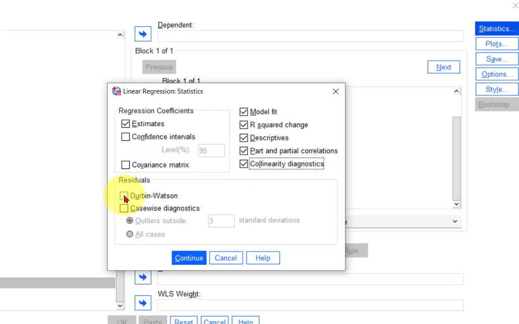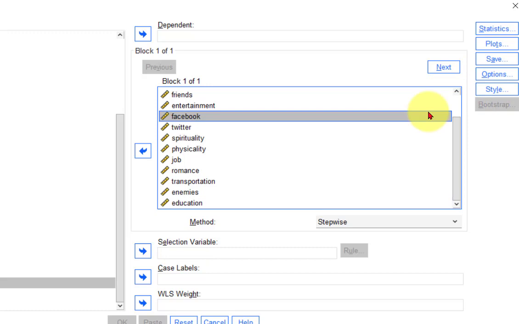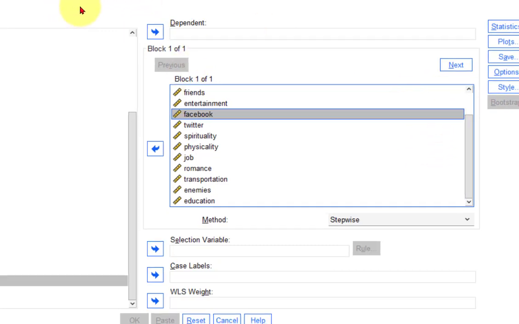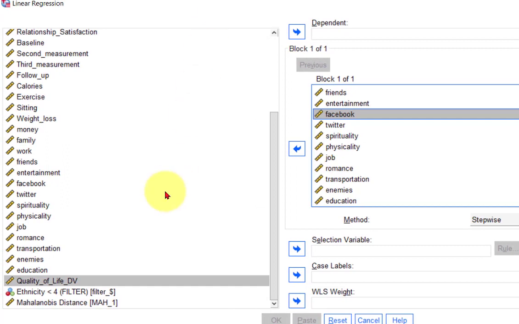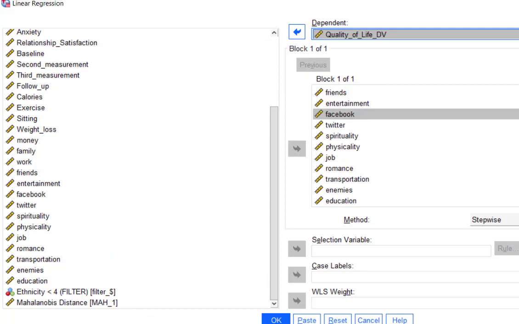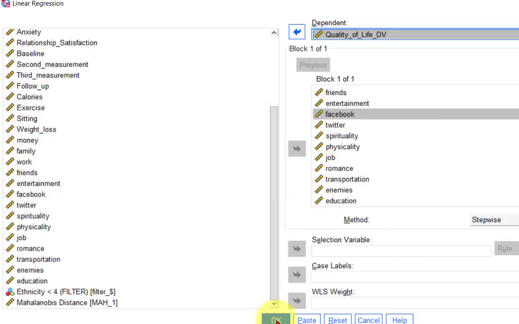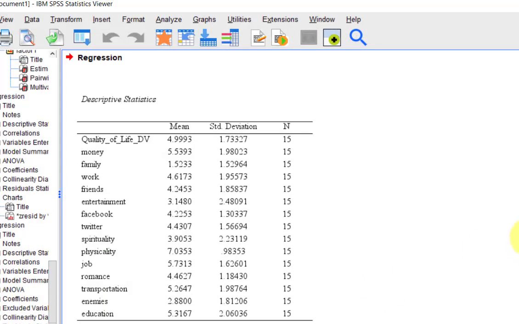And we did not go over any of the assumptions. I hope that's not a problem. And, okay, I'm not even going to mess with the rest of this stuff. And, oh, I forgot the DV. So that's quality of life, right? That's the DV, I think. Yep, quality of life. Okay, there's the DV. And now we're ready to go. Click OK.